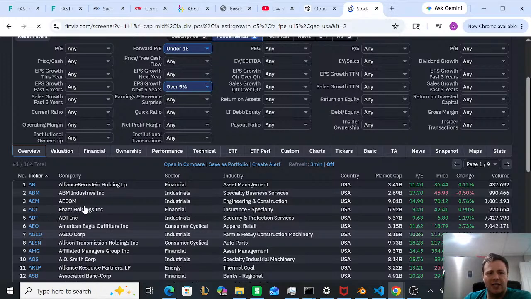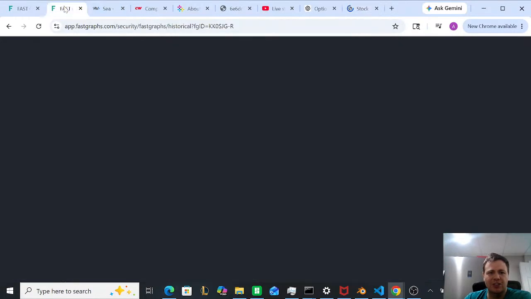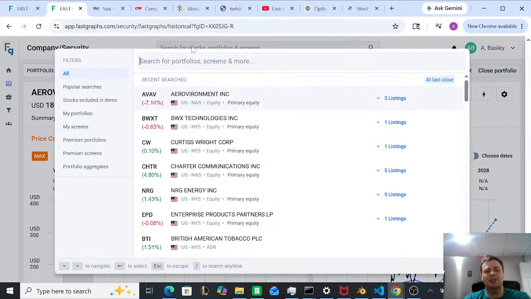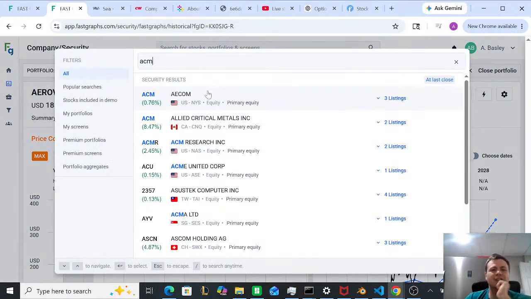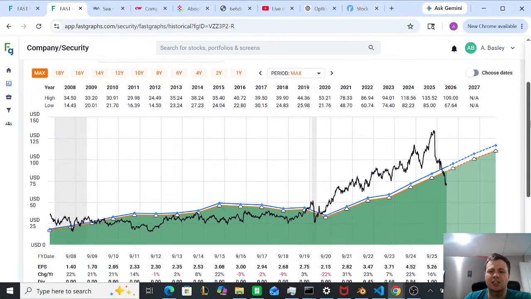So like we got ACM. First thing I see, okay, ACM, that's engineering and construction. It's not asset management or something along those lines. So I'm just gonna type in ACM. Let's check out what the heck's going on, see if the chart looks somewhat decent. Oh, look at it. The share price got out ahead of its skis, but now it's fallen to where it might be undervalued.